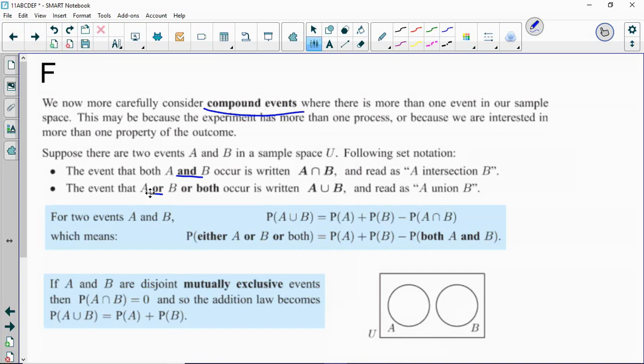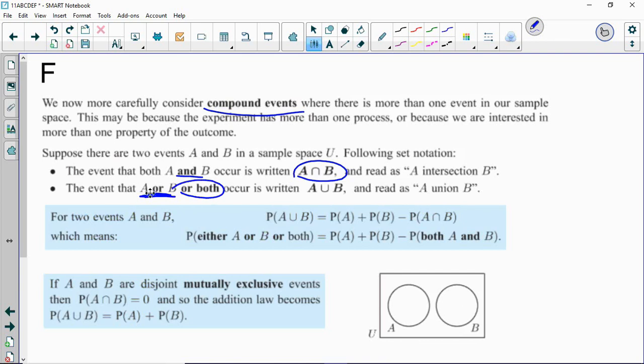So if we're interested in an event of both A and B occurring, the notation is like that. That symbol we can read as "A and B," or we can say "A intersection B." And for the probability of A or B, which is really important in mathematics, when we use the word "or," we mean or both of them.